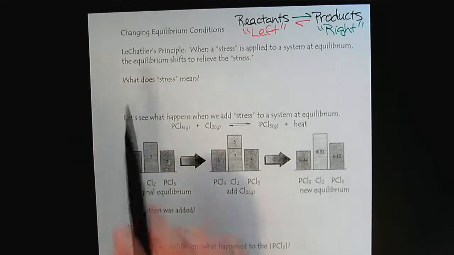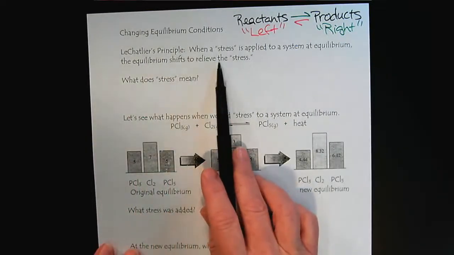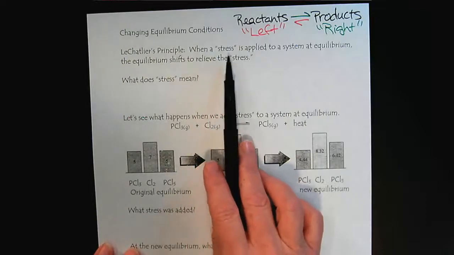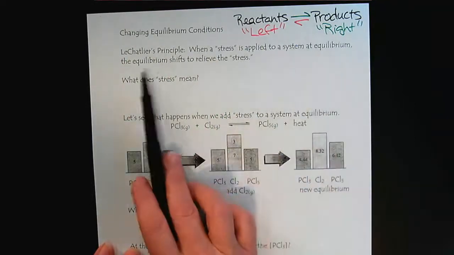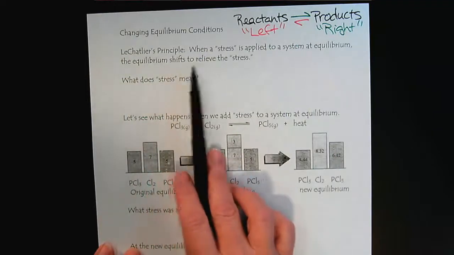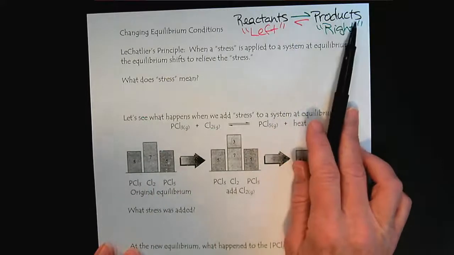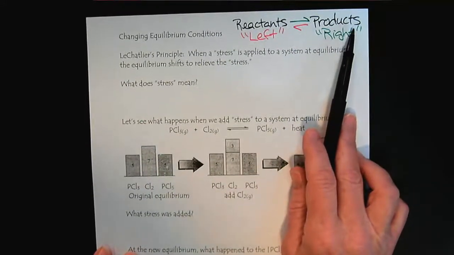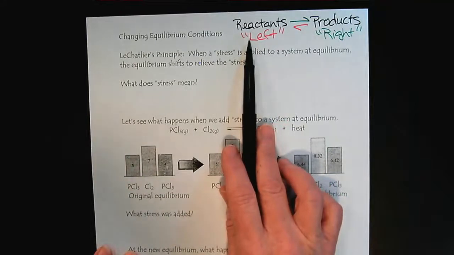So a gentleman by the name of Le Chatelier summarized his observations. He noted that if a stress is applied to a system at equilibrium, the equilibrium shifts to relieve the stress. So it's either going to shift to the right and produce more products, or it's going to shift to the left and produce more reactants.